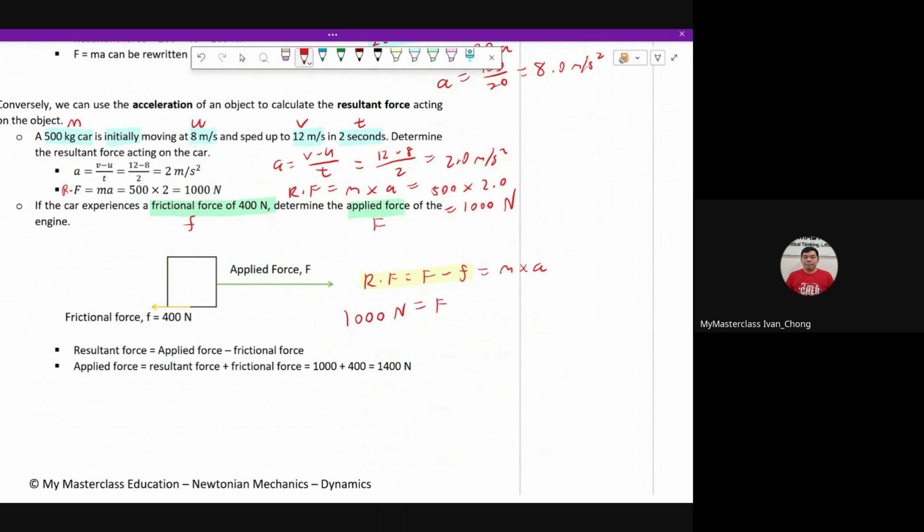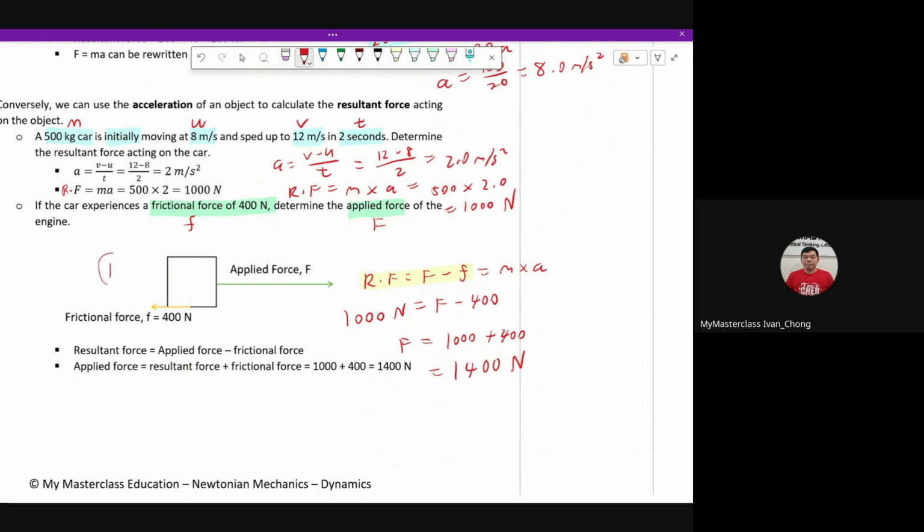So we don't know what is big F, but we know that small f is 400. So all we need to do is move your 400 over. So it's 1000 plus 400. You'll get 1400. And because this is a force, it will be newtons. Okay? So very important over here.